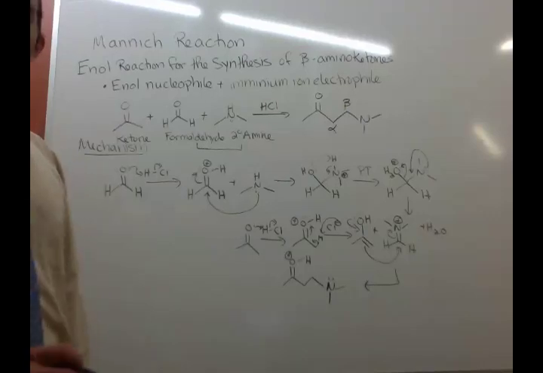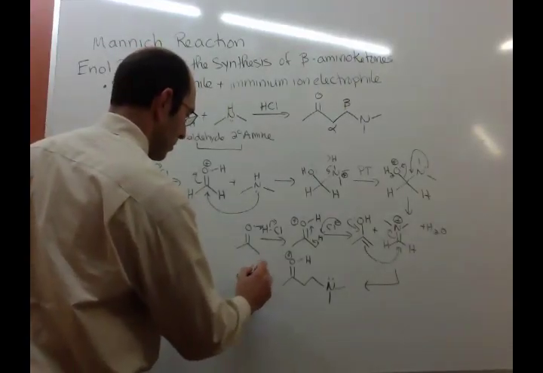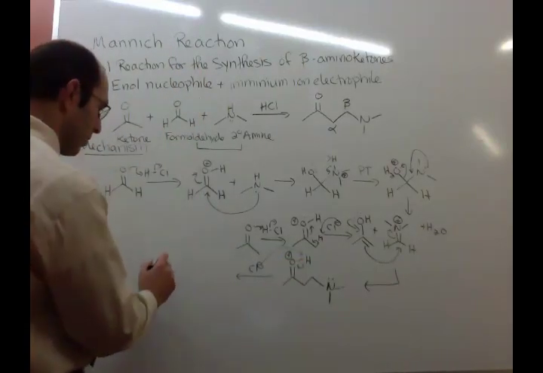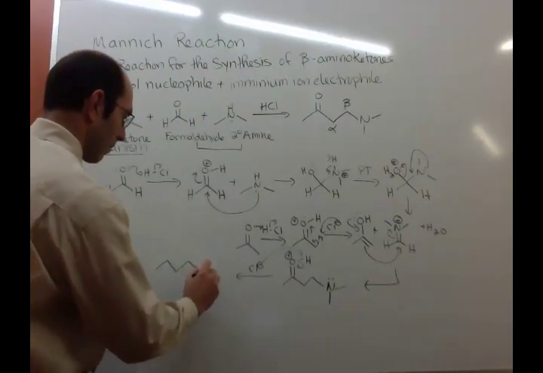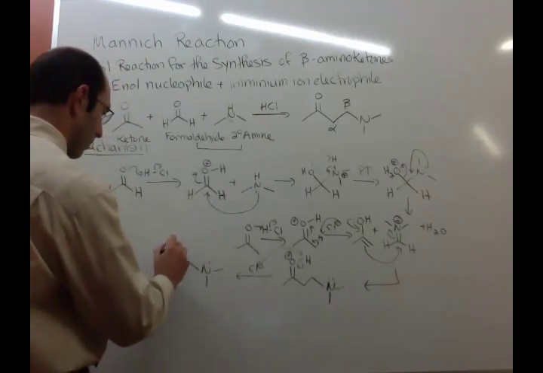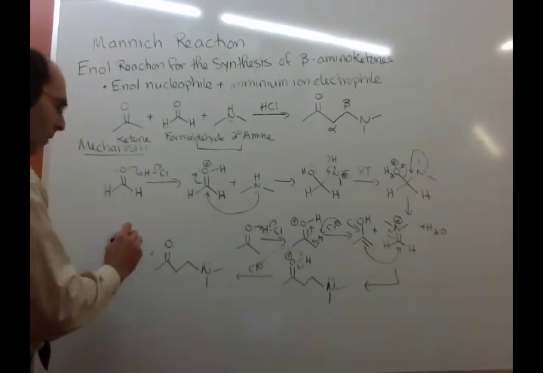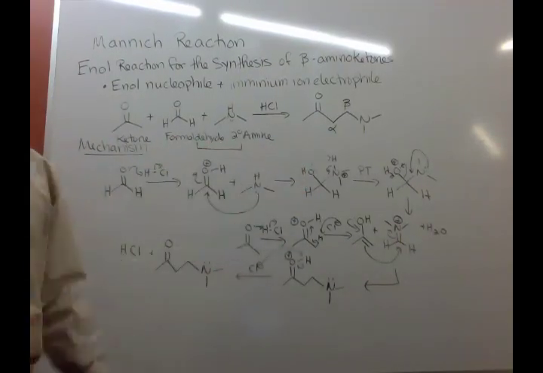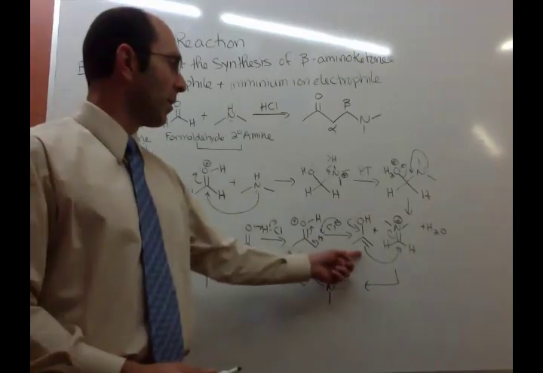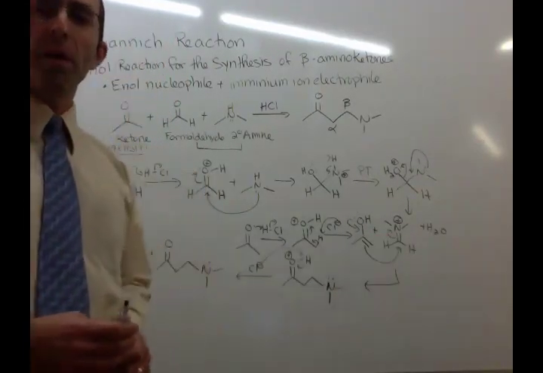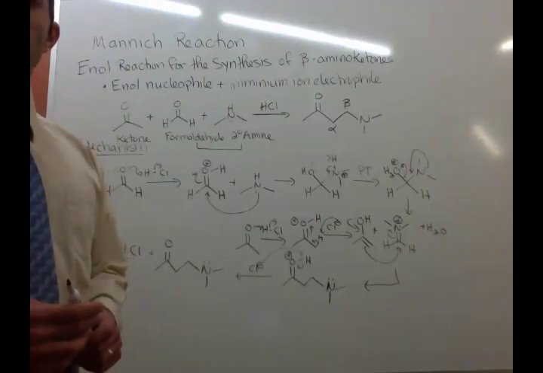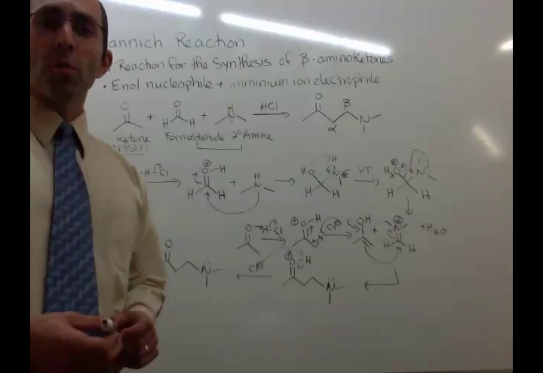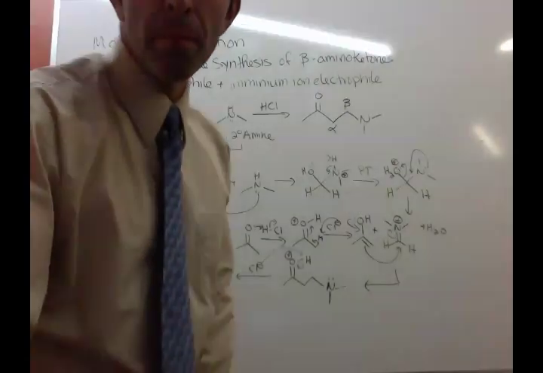And all we have to do to get the final product is just do a proton transfer. We can use Cl- to regenerate the HCl that we used in the beginning. So that's the Mannich reaction mechanism. Again, standard chemistry that we've done before, but the key is that we have the enol nucleophile reacting with the iminium ion electrophile. So let's do a synthesis problem involving this just to illustrate how you might use this, and then you should be in good shape to work on the daily problems for Monday.